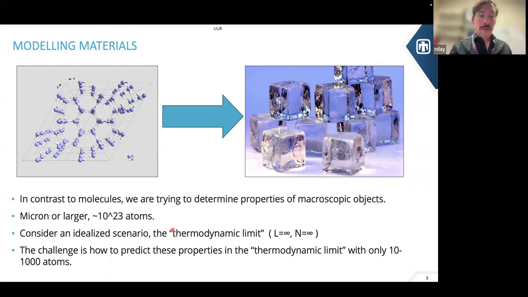So that's great, I can say it, but the problem, and in fact, the entire point of this class, is how in the world can you make comments about real materials that are effectively in the thermodynamic limit with only between 10 and 1,000 atoms.